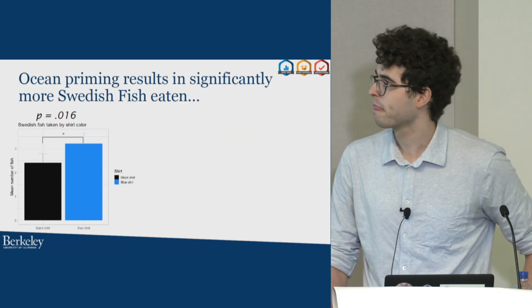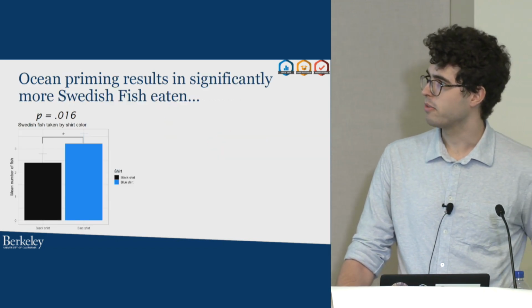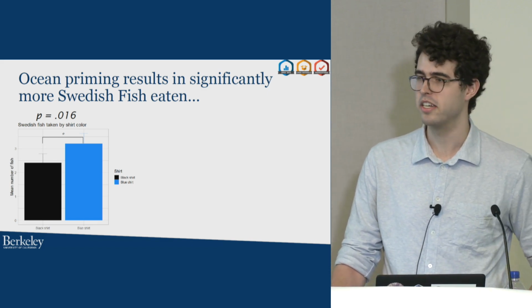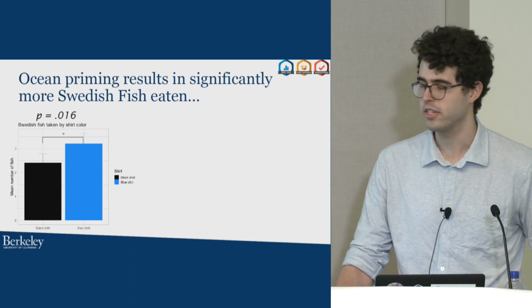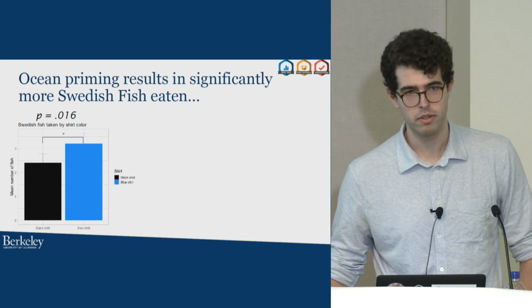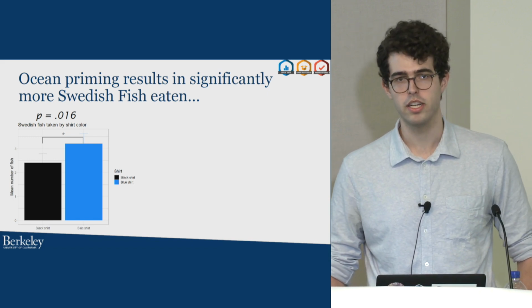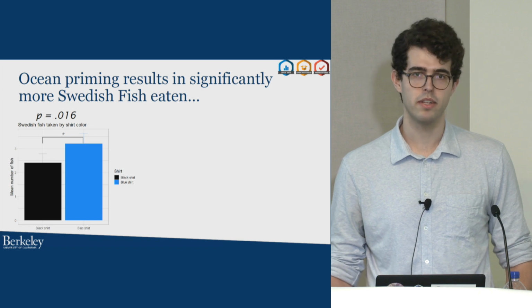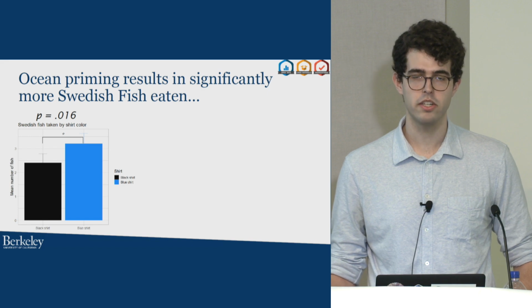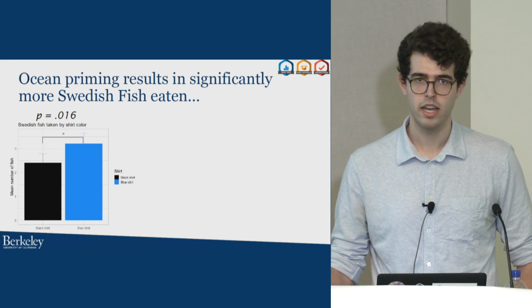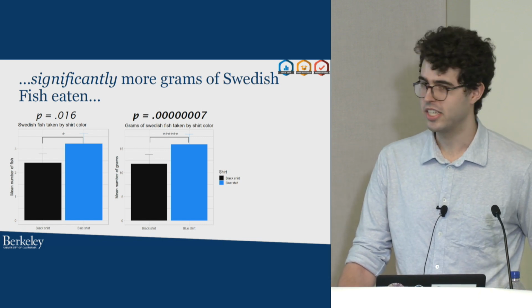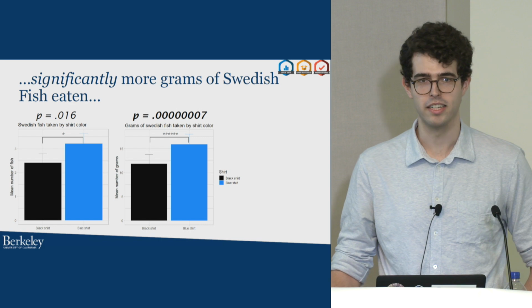So here are our results. When we look at the count of Swedish fish taken, there actually is a significant increase in the number of Swedish fish eaten when the experimenter is wearing a blue shirt versus a black shirt. But we pre-registered this, and one of the things we pre-registered was that we're going to measure Swedish fish in a couple different ways. Maybe we want to make it really comparable to other foods. So let's use grams. There's 5 grams per Swedish fish, so let's just multiply everything by 5 and see what happens to our test. Now it's even more significant. I'm actually not sure how many asterisks to put here, so I just put a lot.